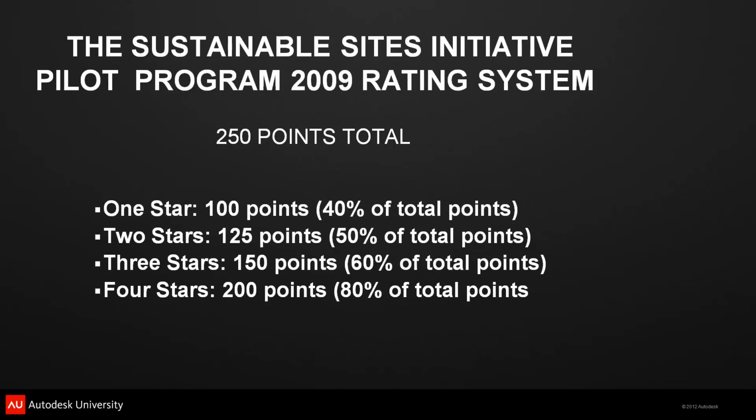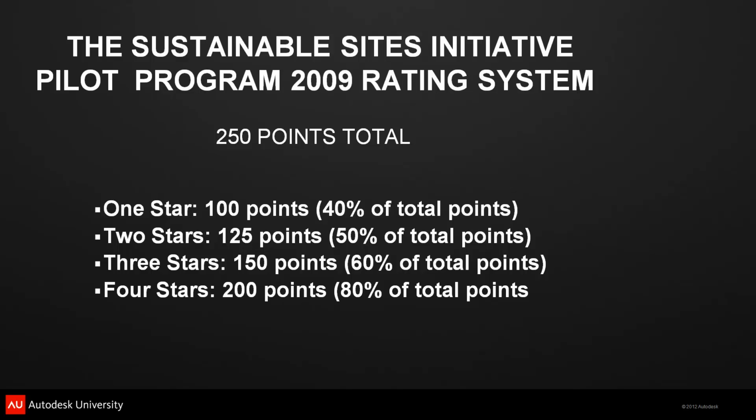The SITES Committee set up a rating system for the pilot program that is based on their guiding principles and resulted in a 250-point system with a 4-star rating system. Each star has a designated amount of points, beginning with 100 points as 1 star, or 40% of the total points. Let me show you more about the SITES Guidelines and review a few slides from the current 2009 guidelines.